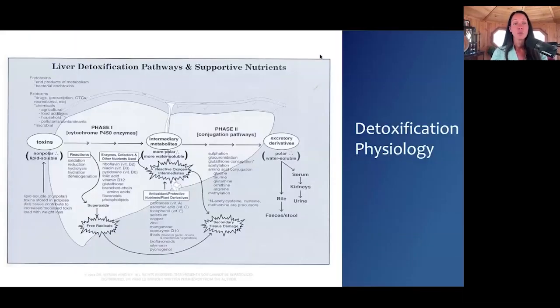Okay, so real quick here, this is just to show there are a multitude of vitamins and minerals that are needed in order for phase 1 of the liver's detoxification or the cytochrome P450 enzyme system to work. And then there are others that are needed for phase two or the conjugation pathways.